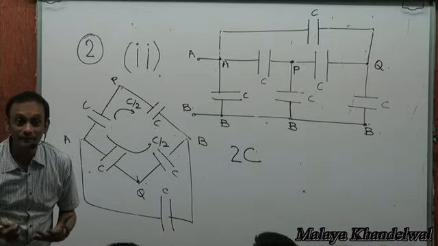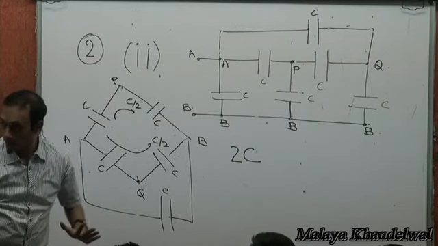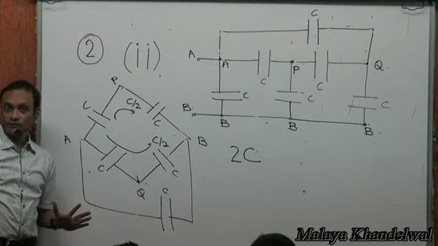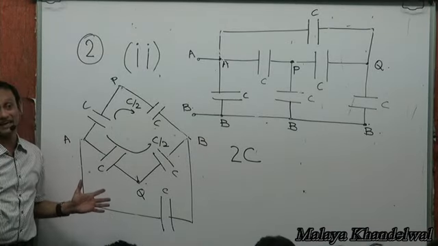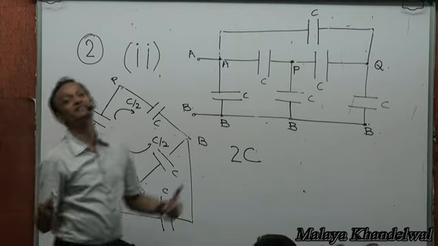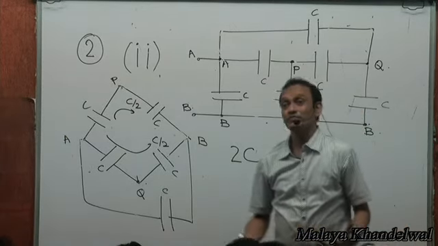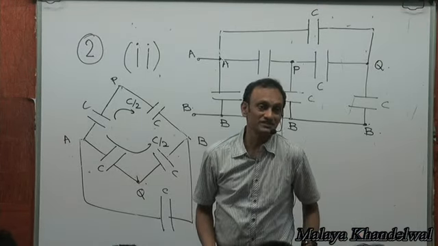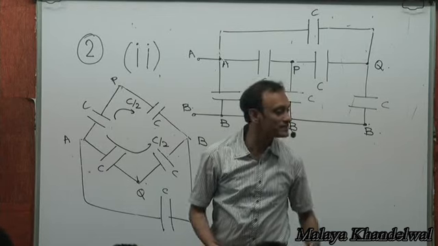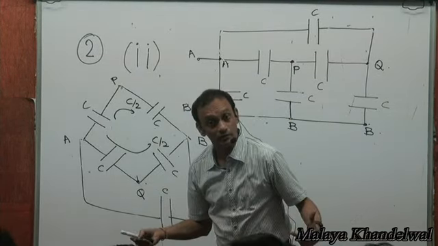You know what I'm saying? I'll repeat. Anyone who wants me to repeat? Clear? You see that? 2C is the capacitance between A and B. See how easily the problem gets sorted and solved, because you identified this as a balanced Wheatstone bridge. Life becomes so much simpler, right?